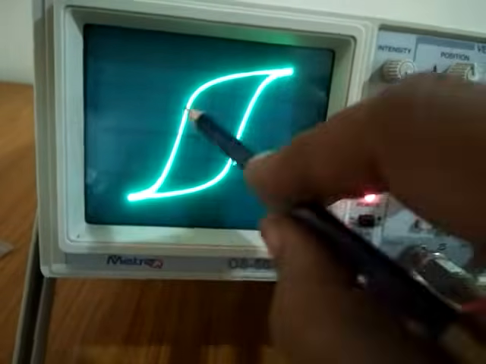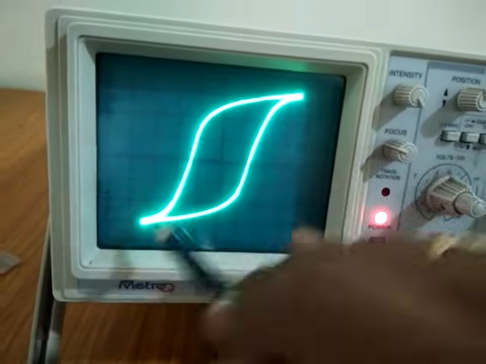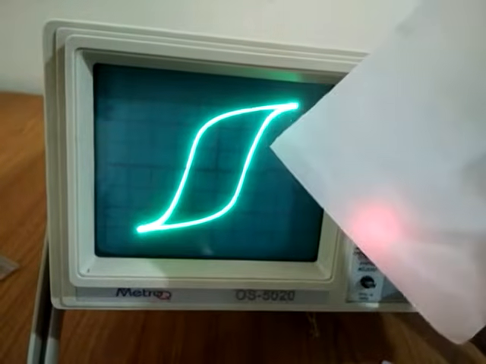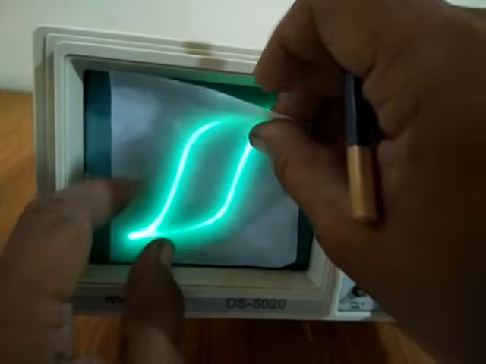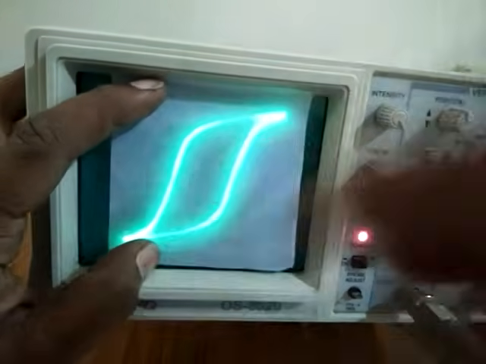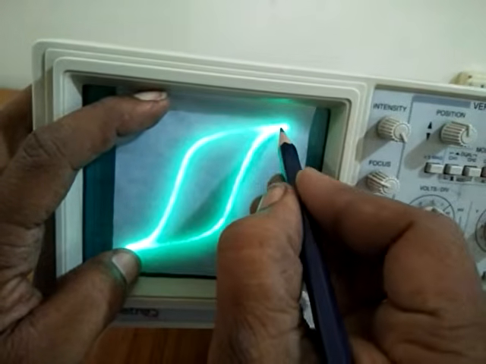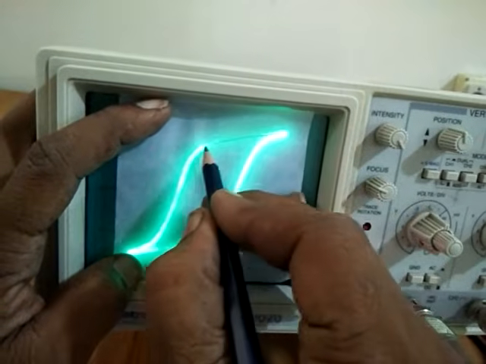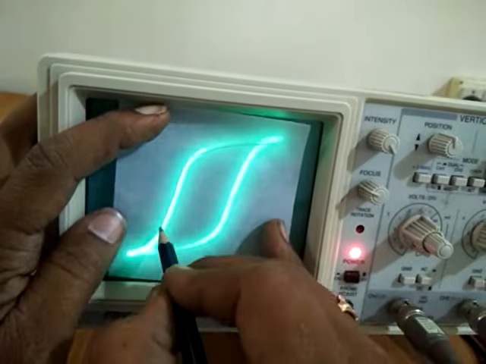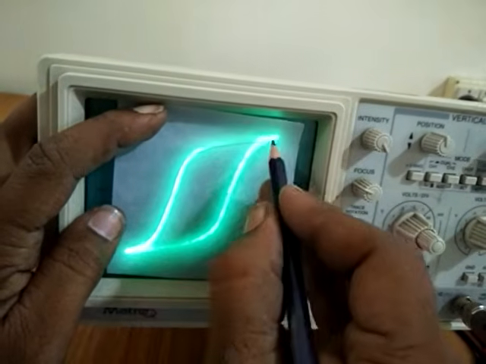Now to measure the area of the BH loop, or the area under this graph, what we'll do is take a trace paper and put this trace paper on the CRO screen. Now trace the BH curve on this trace paper. You can see how I am tracing.